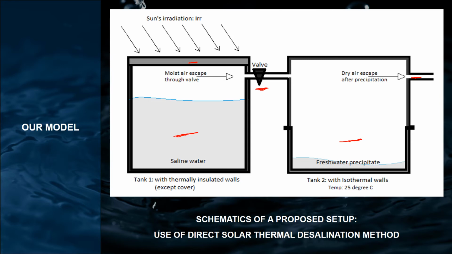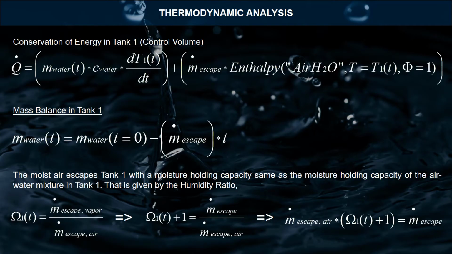After this, I did a thermodynamic analysis of my model. For simplicity of analysis, two assumptions were made. First, tank 1 has thermally insulated walls and floor, and second, tank 2 has isothermal conditions which can be manifested using thermostats. So, in the analysis, the first equation is that of conservation of energy. Tank 1 is taken as the control volume. Energy input from sunlight equals the increase in internal energy of water plus the total enthalpy of the moist air flowing out. Here, the internal energy increase of moist air in the tank is neglected because the mass of the moist air is way less than the mass of water.